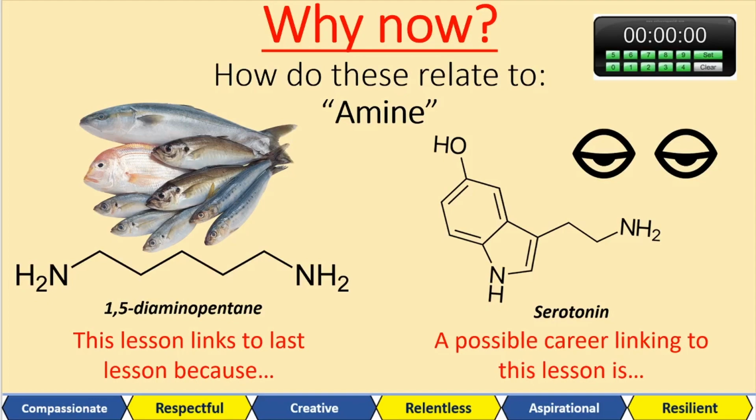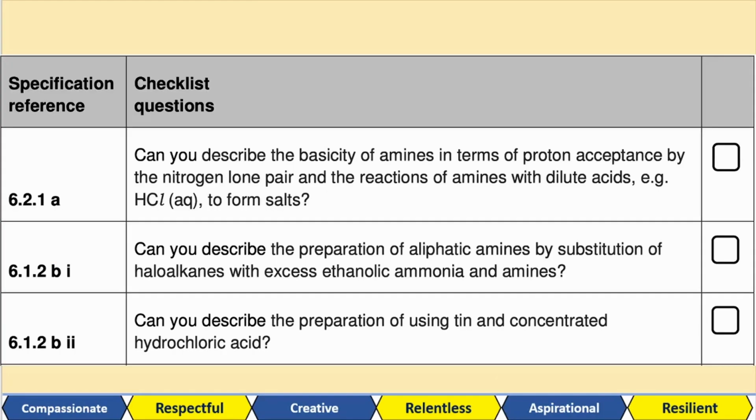And on the right hand side, serotonin is actually very important in the regulation of your tiredness. There's actually a condition where you don't have enough serotonin in your body and you feel sad and depressed. A possible career you can go into is pharmacology, where people have problems with their serotonin receptors and that affects them psychologically. These are the specification references that we're going to go through in this lesson. Make sure you've got them to hand and you can tick them off as we go through the lesson, okay?